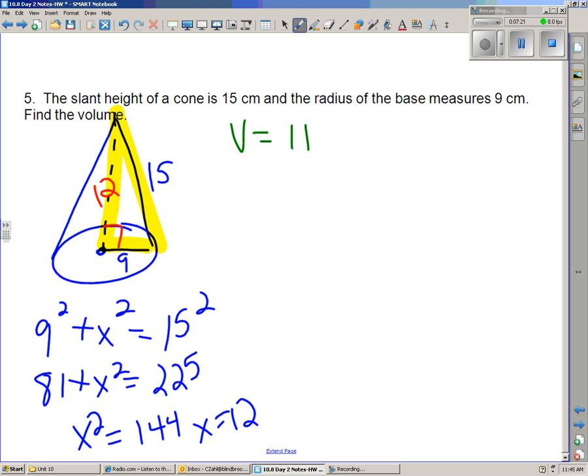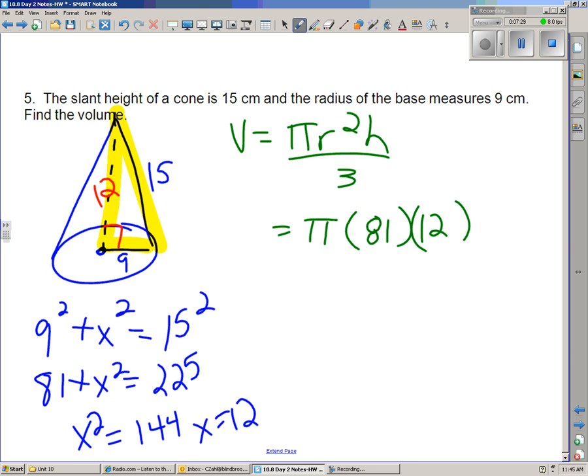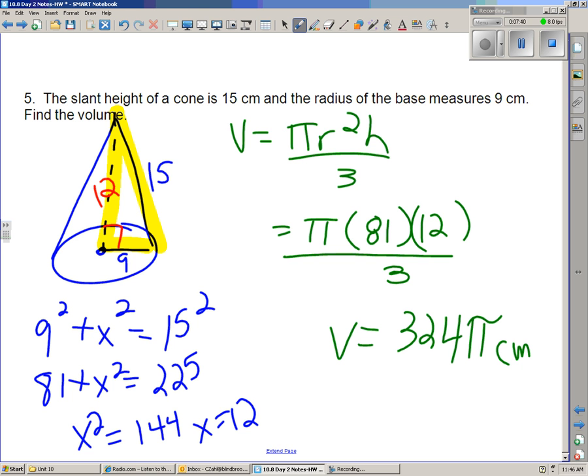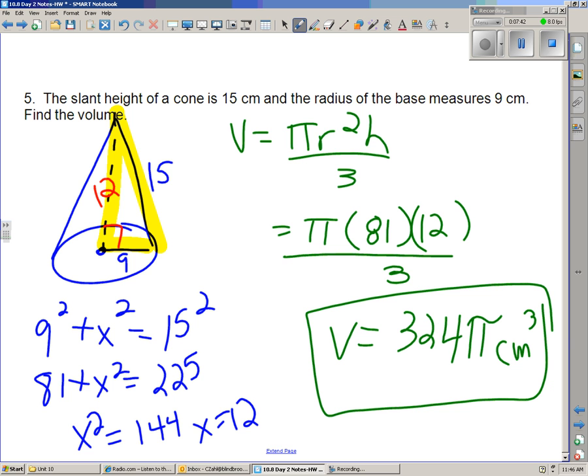Volume equals pi r squared h divided by 3. Pi 9 squared, which is 81. The altitude we found to be 12, all divided by 3. It doesn't ask anything about rounding, so just deal with the numbers, and you get 324. Leave pi in your answer. Centimeters cubed.